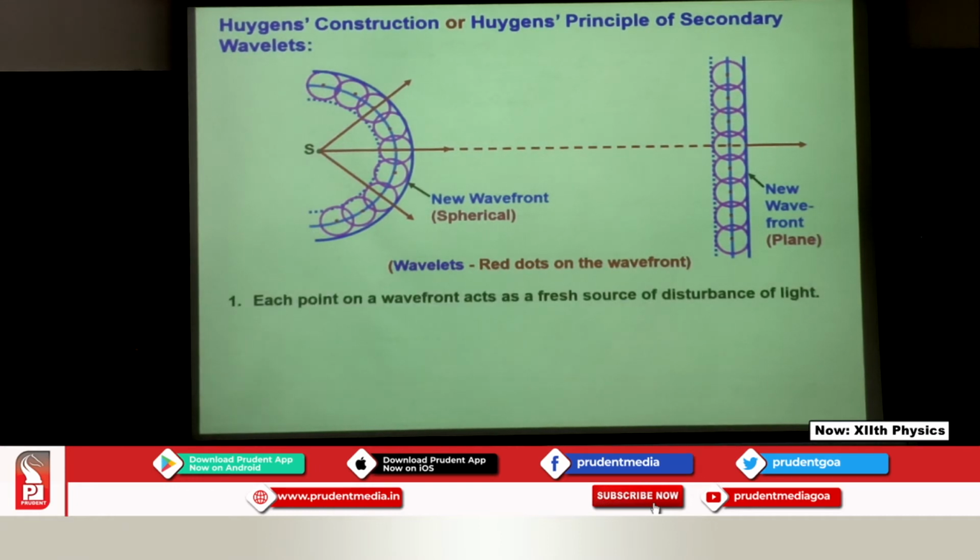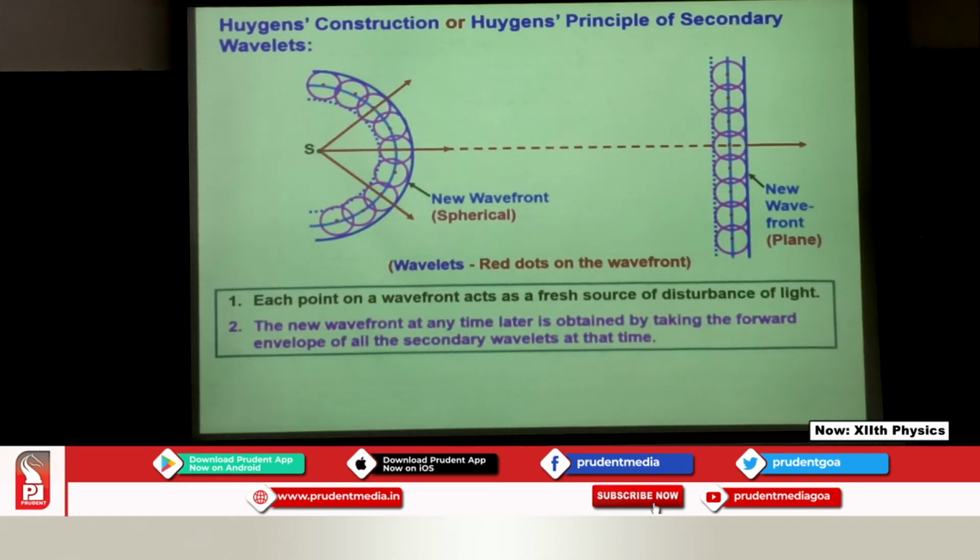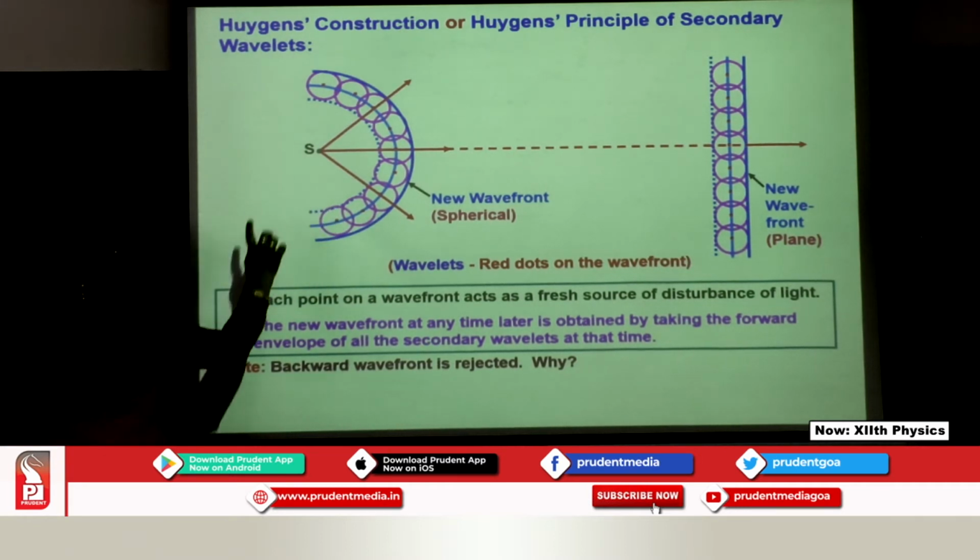Now, this is the principle he has given us. Each point on a wavefront acts as a fresh source, as if it is a source. I am the one giving the light, so no change in the intensity. The new wavefront at any later time is obtained by taking the forward envelope. Envelope means covering all the secondary wavelets at that time. The backward front is rejected, the dotted ones in the blue are rejected.